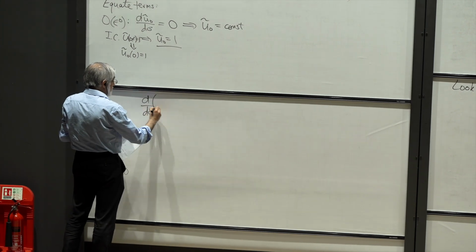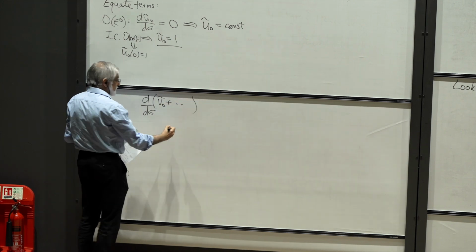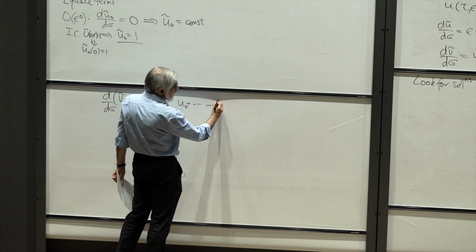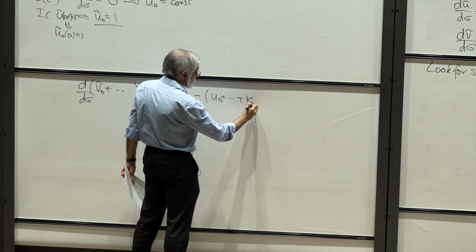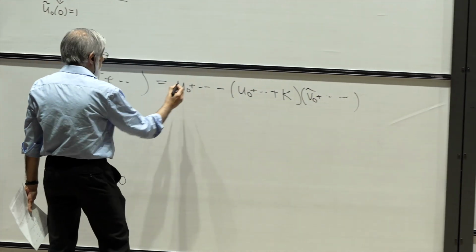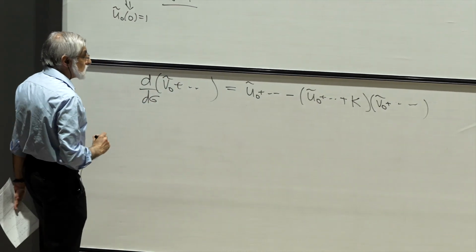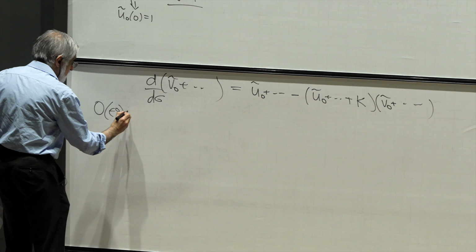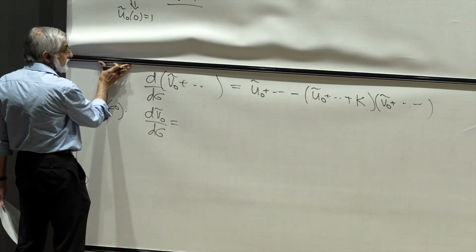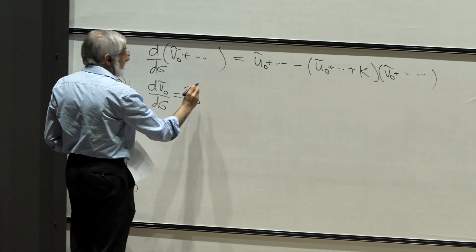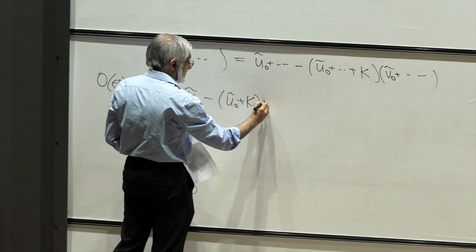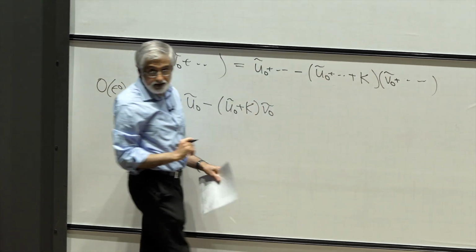D by d sigma v naught plus etc. equals u naught plus etc. minus u naught plus etc. plus k times v naught plus etc. Okay? And these should all be hats. Now let's look at order epsilon to the 0, and we get that equals u naught, and then this will be epsilon, so that doesn't count, minus this, and the rest of these will have epsilon in it. Okay?